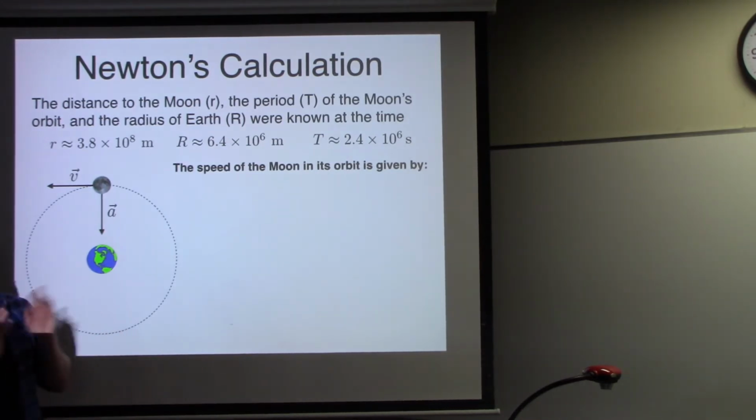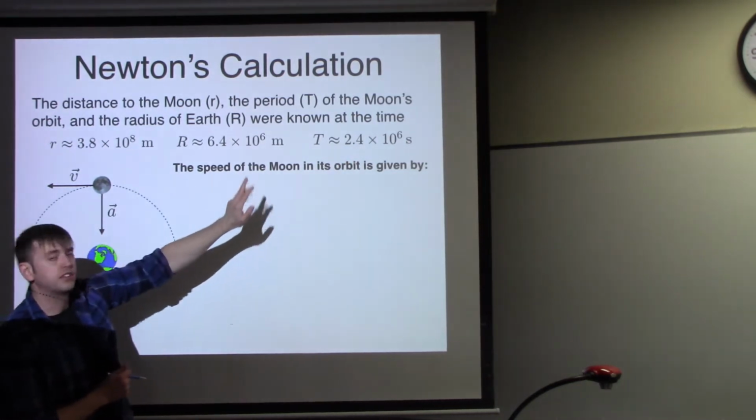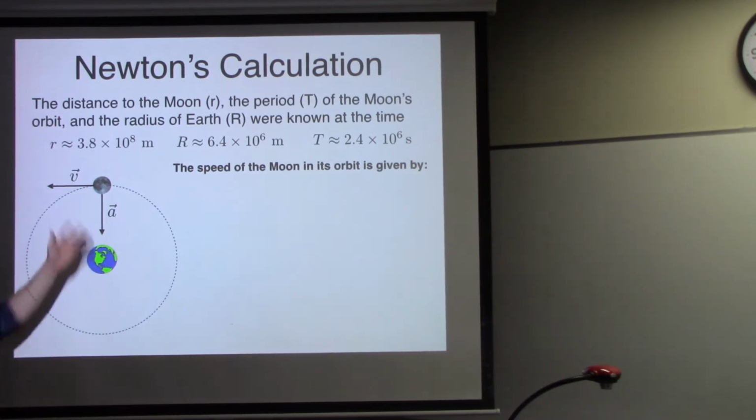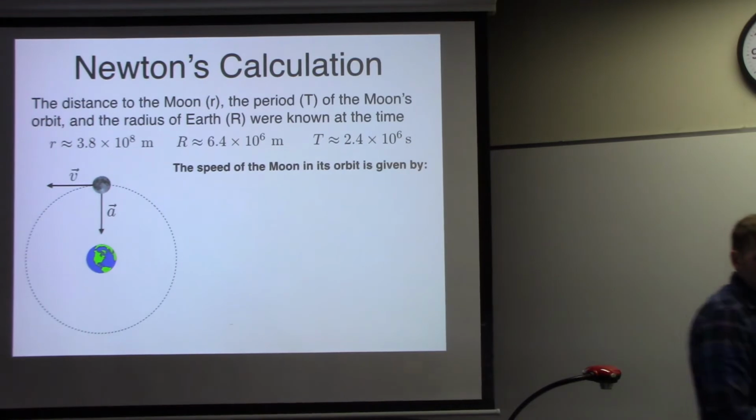And if we convert that to seconds, the time is 2.4 × 10^6 seconds. So that's, again, how long it takes for the moon to go around the Earth one time. These are the numbers we're going to use. These are the numbers that were known at Newton's time.